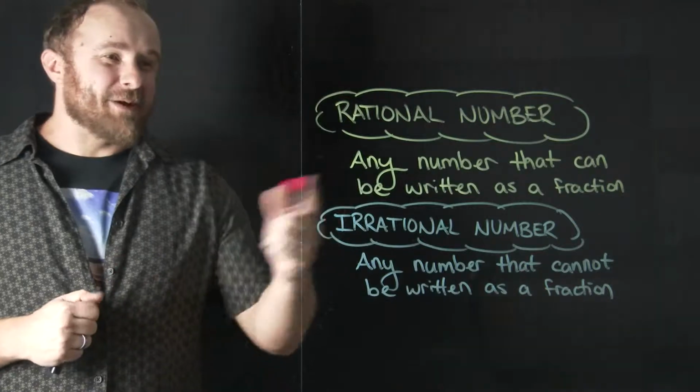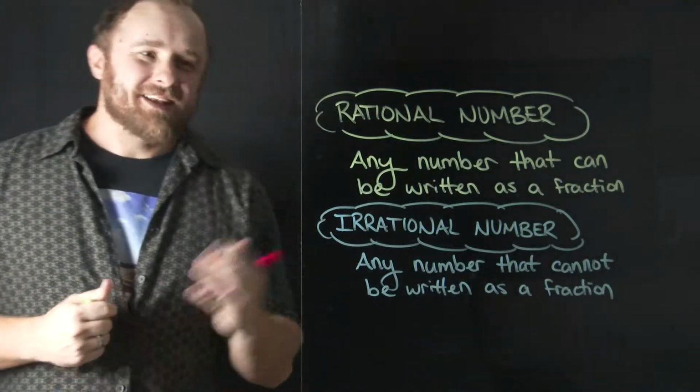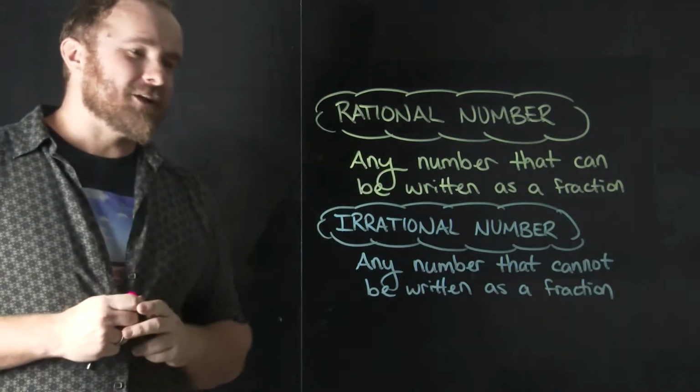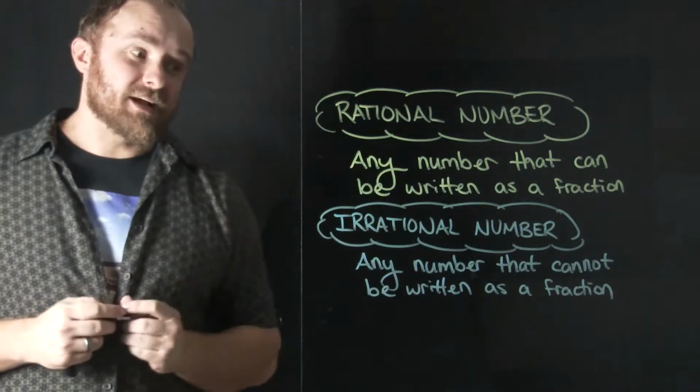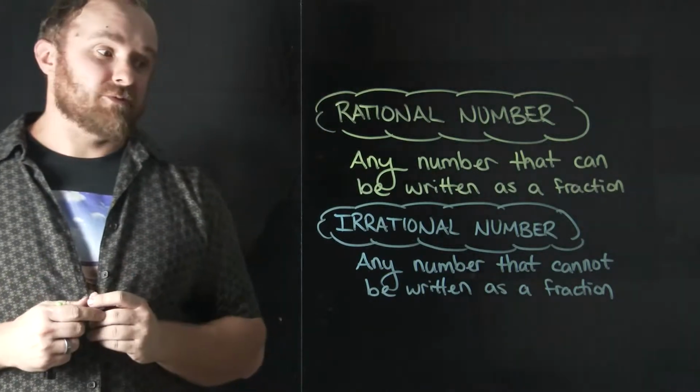It's Mr. Allen. Today I want to talk about rational and irrational numbers. Now, what is a rational number? You can see here that a rational number is any number that can be written as a fraction, whereas an irrational number is any number that cannot be written as a fraction.